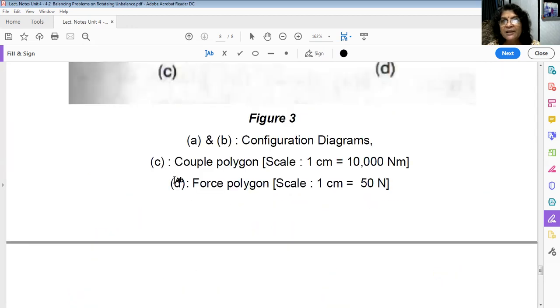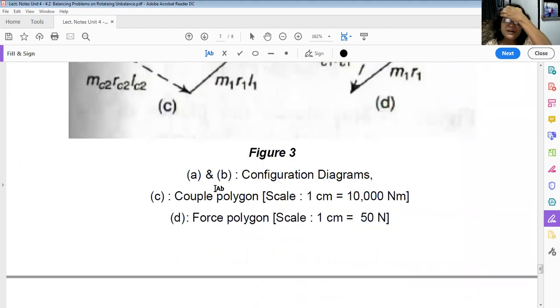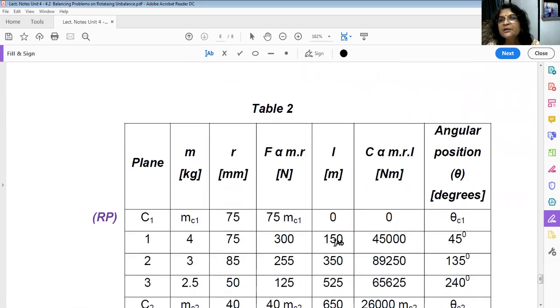Let us go to the diagram. See, this is mass number 1 and this is your reference plane. Okay, how much is this distance? See, mass number 1 is at a distance 225 from bearing, and C1 plane is at 75 mm from bearing. So how much is this one? 225 minus 75, that is 150. Okay, so I have written here 150. The distance of mass number 1 from C1 is 150.